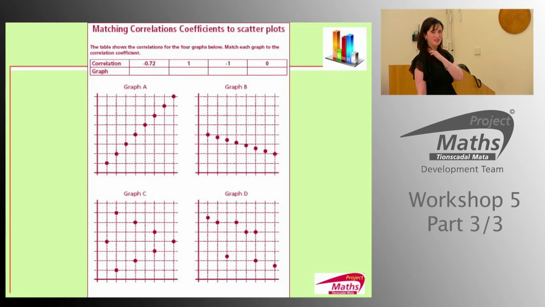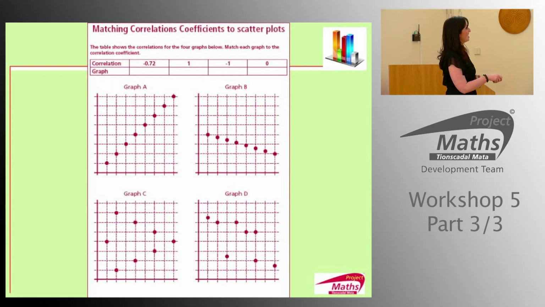So which one is minus 0.72? D. Very good. So this is D. Which one is correlation of 1? A. Perfect. So perfect correlation. Which one is correlation of minus 1? B. Perfect. And which one is no correlation? C.